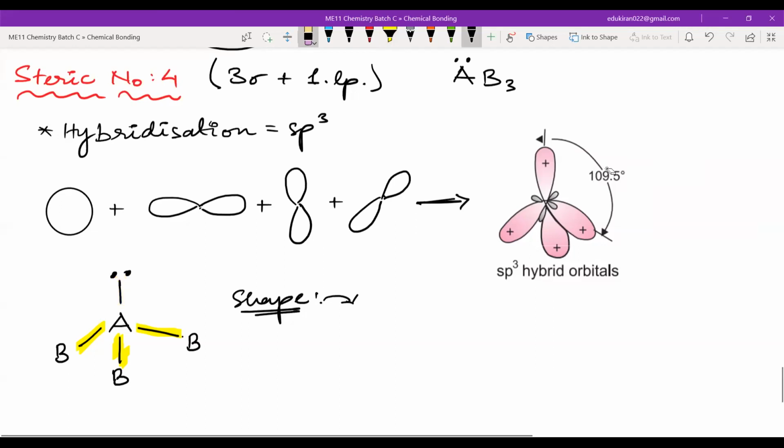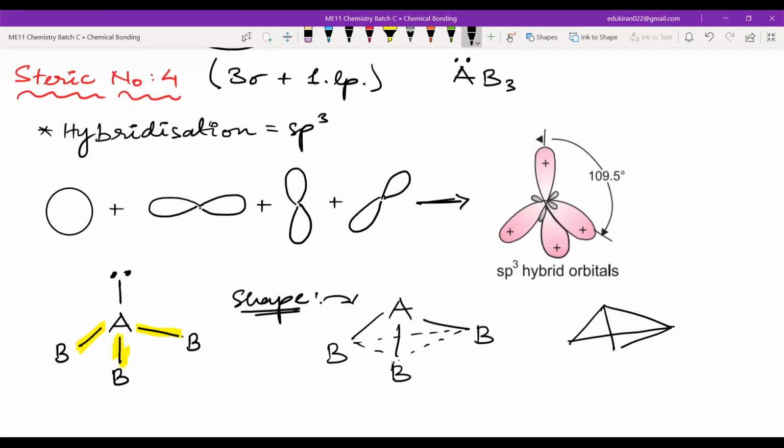Now we have shown it like this because it is in the tetrahedral geometry. For the shape, I will draw A. Please listen, don't write. Then you will have the 3 B's like this. Now, what is the shape here? Pyramid. Yes, exactly, it is pyramidal.